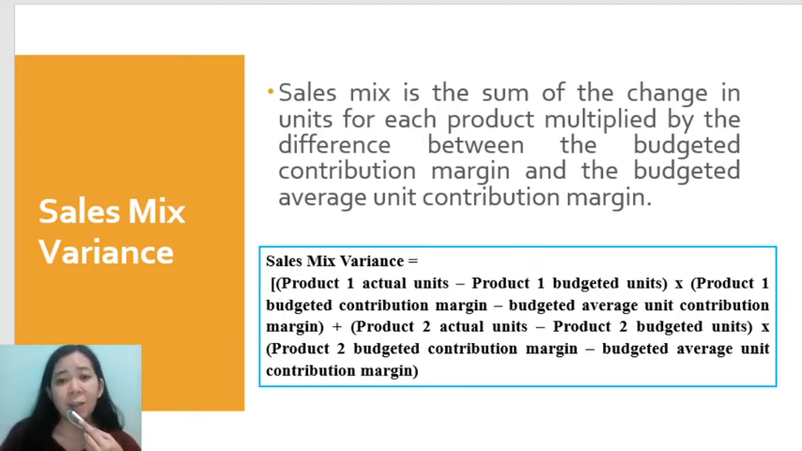For the sales mix variance, if you could notice, our formula is quite long because of course we will consider each type of product. Again, this is for a multi-product setting, where the company is offering more than one type of product. That's why in the formula, we have product 1, product 2, and so on. But again, the idea is that this is the change in units for each product multiplied by the difference between budgeted contribution margin and budgeted average unit contribution margin.